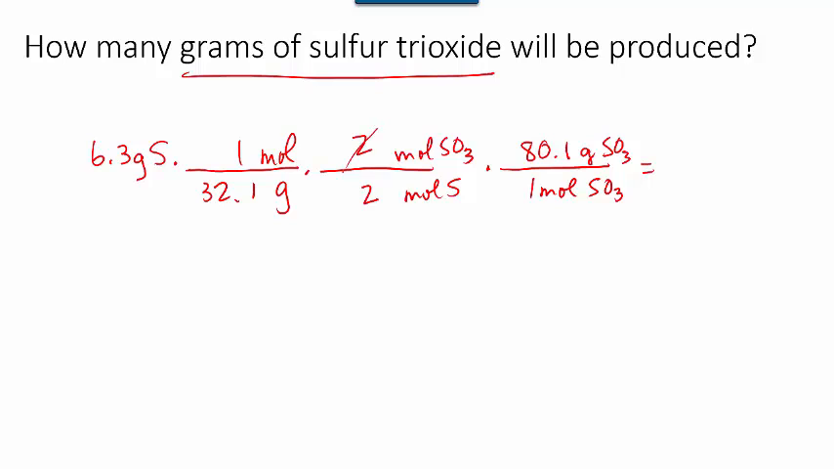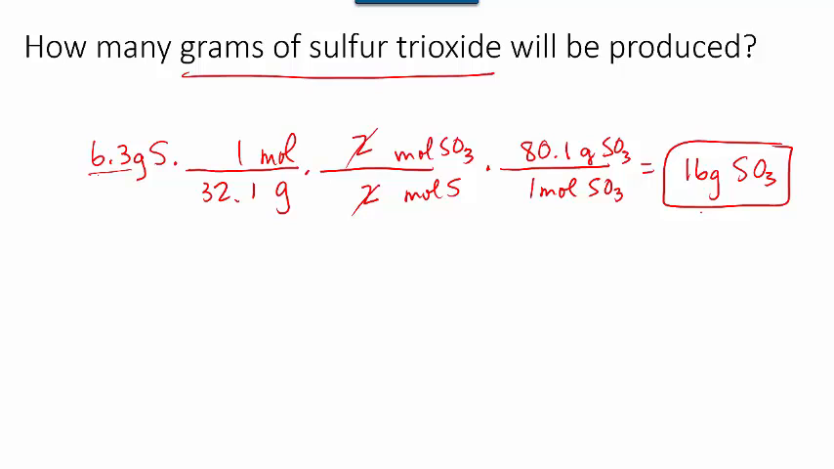Now these are going to cancel each other because they reduce down to 1. So you're taking 6.3 and dividing by 32.1. You multiply by 2 and then divide by 2. That step pretty much cancels itself out. But then you do have to multiply by the 80.1. Now you are stuck again with just 2 significant digits. I get 15.7205, this big number. So that is going to round to 16 grams of SO3. That is how much I can make of my product.